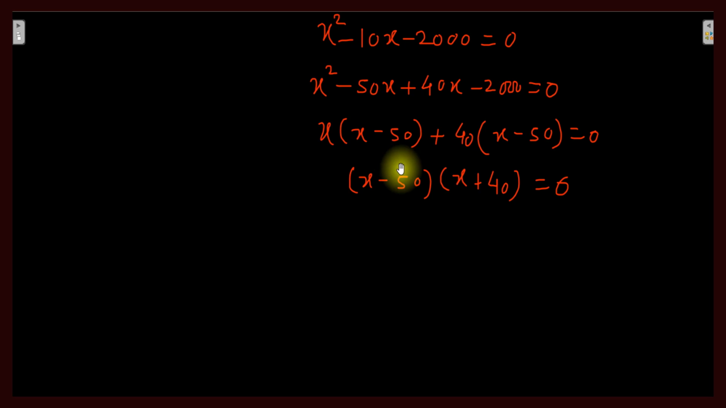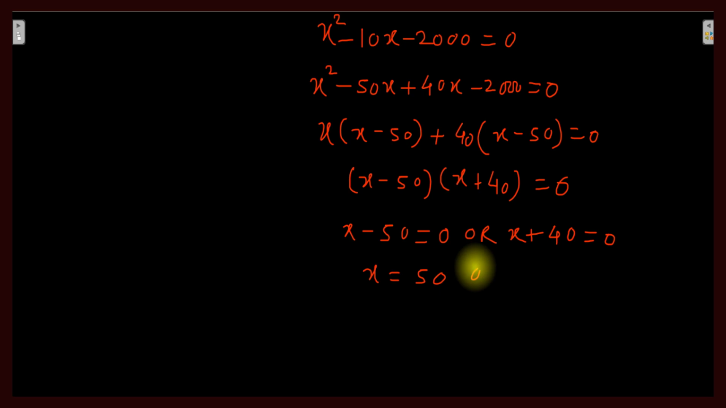And so here either this bracket should be 0 or this bracket should be 0, then only the product will be equal to 0. So x minus 50 is equal to 0, or x plus 40 is equal to 0, and therefore x is equal to 50 or x is equal to minus 40. If you take 40 to this side, that will be minus 40, but x is the speed of the train, and the speed of the train cannot be negative, and so this is rejected.